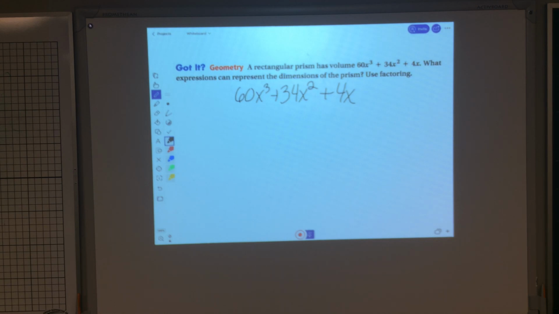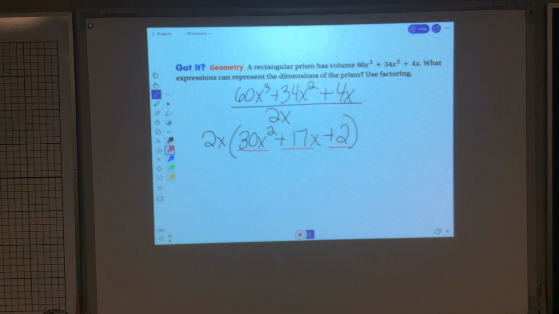If I look at those numbers, they're all even, so I know they're divisible by 2. 4 would be the only other option, but 34 for sure is not divisible by 4, so that's not going to work. And they all have an x in them, so I'm going to factor out a 2x first. When I factor out a 2x, I am left with 30x squared plus 17x plus 2. Now since this one's only 3 terms, the first thing you should check is if you have those perfect squares. 30 is not a perfect square, so we can't use any shortcuts.